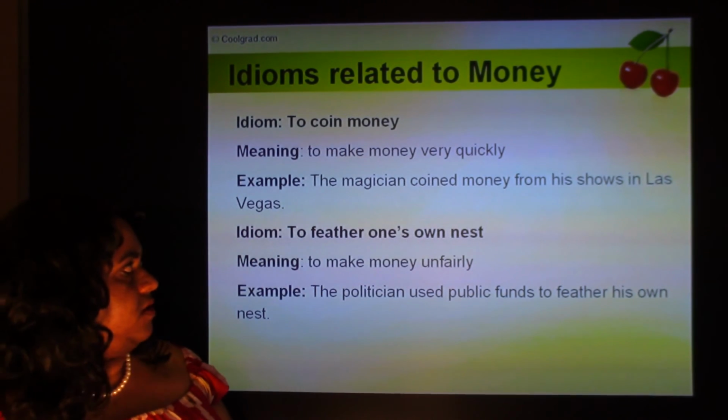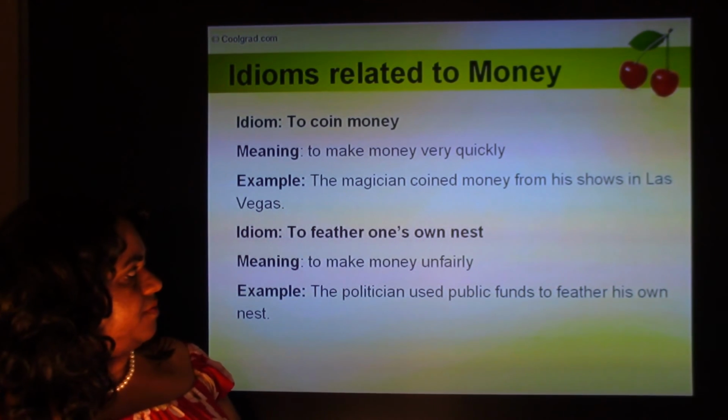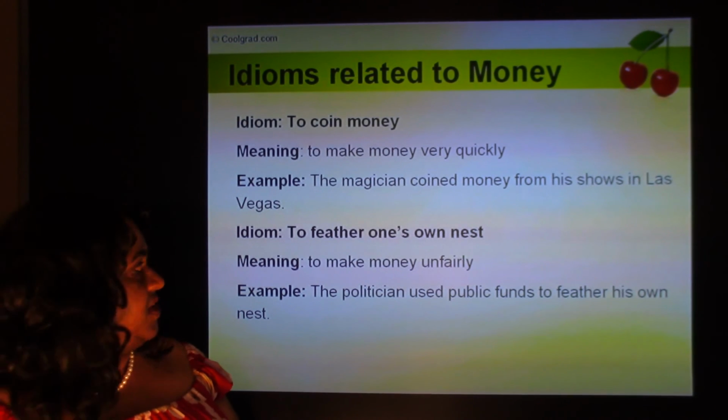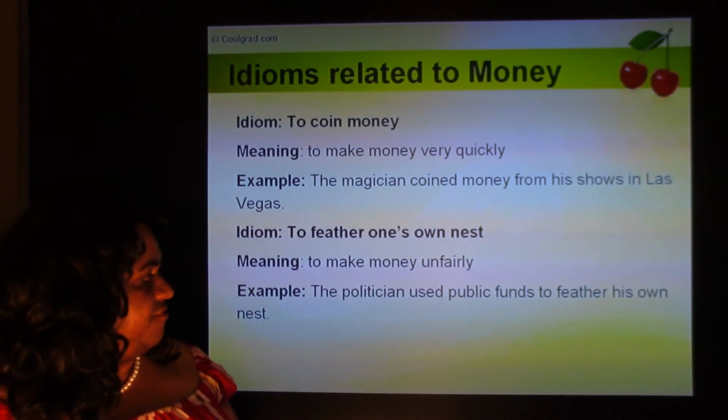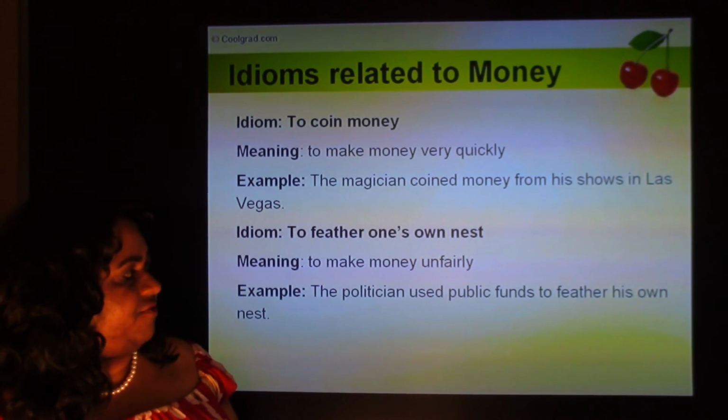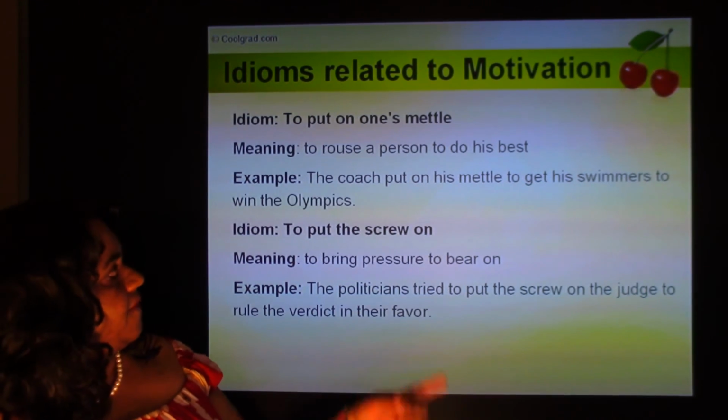To coin money means to make money very quickly. The magician coined money from his shows in Las Vegas. To feather one's own nest means to make money unfairly. The politician used public funds to feather his own nest.